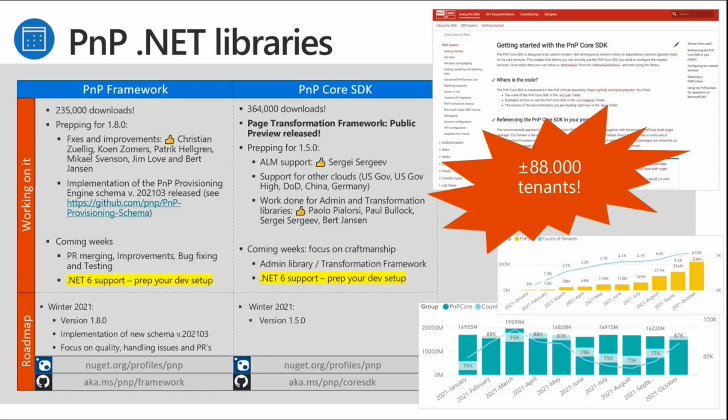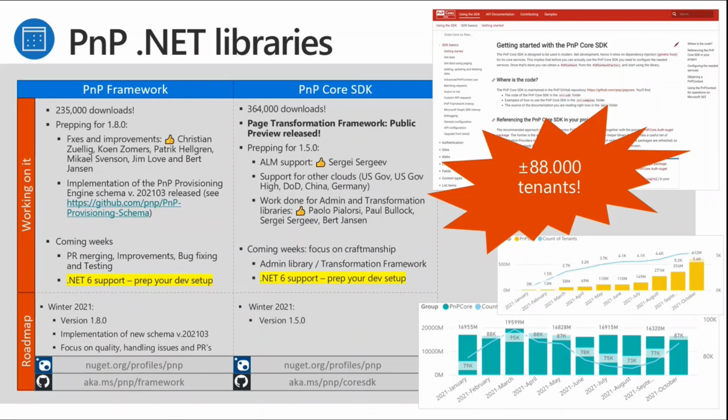But we also plan to start supporting .NET 6 with PnP Framework, and as you can see, with PnP Core SDK as well. So be prepared, start installing the .NET 6 runtime on your machine, and eventually Visual Studio 2022 to be ready to contribute to the PnP Framework and PnP Core SDK.